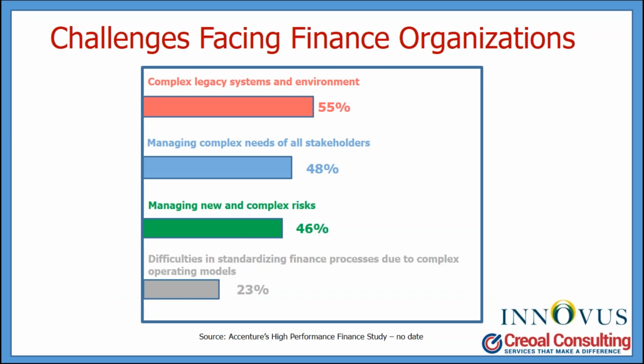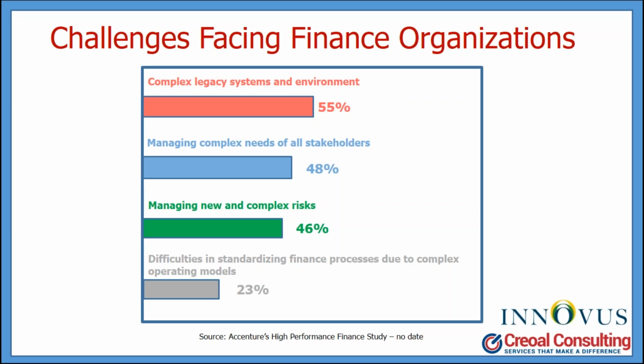So, some challenges facing finance organizations. This was from an Accenture study that was done a few months ago, and the CFOs and finance leaders thought that the biggest issue they have was complex legacy systems and environments. What that means is they're dealing with multiple systems, not just one ERP system but multiple ERP systems, multiple consolidation tools, whether it's Excel or something else, and they have to take those systems and manage the needs of all their stakeholders. Not having a good tool to make that easier slows the close process down.